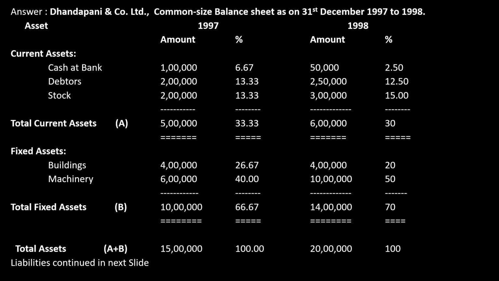Is it clear? The same way I do fixed assets. Building for 1997 is 4 lakh. 4 lakh divided by 15 lakh into 100 is 26.67%. Then machinery, 6 lakh by 15 lakh into 100, 40%.